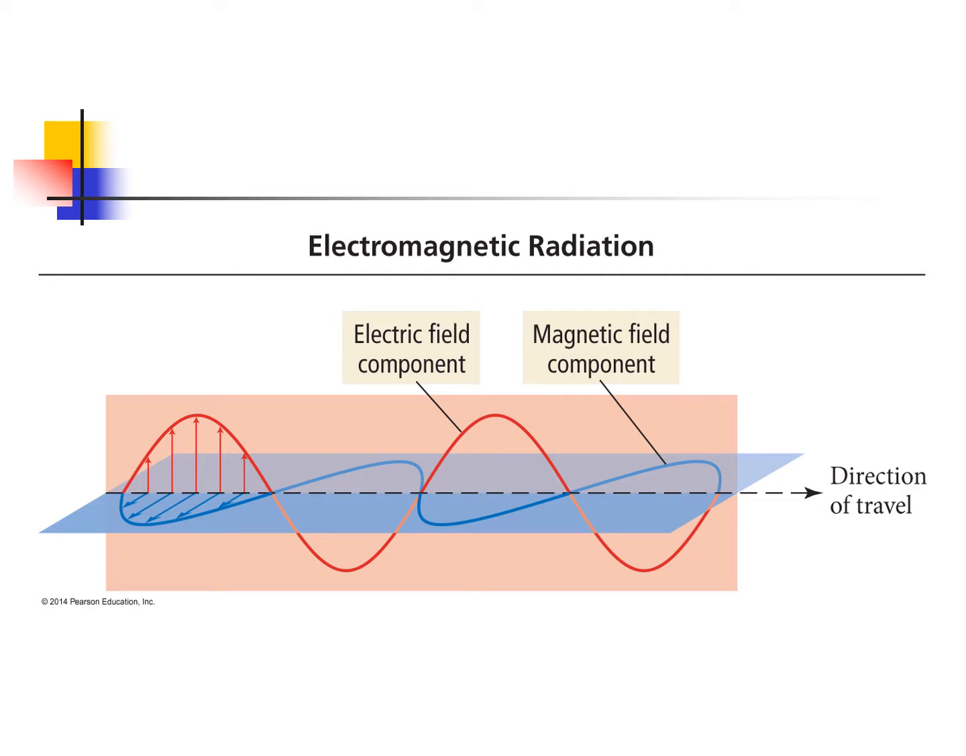Electromagnetic radiation kind of looks like this. There are two components to it. There's an electric field component and a magnetic field component, and they operate at right angles to each other, and as one generates, the other one gets generated too. It's really cool that way. Anyway, there are electromagnetic waves.